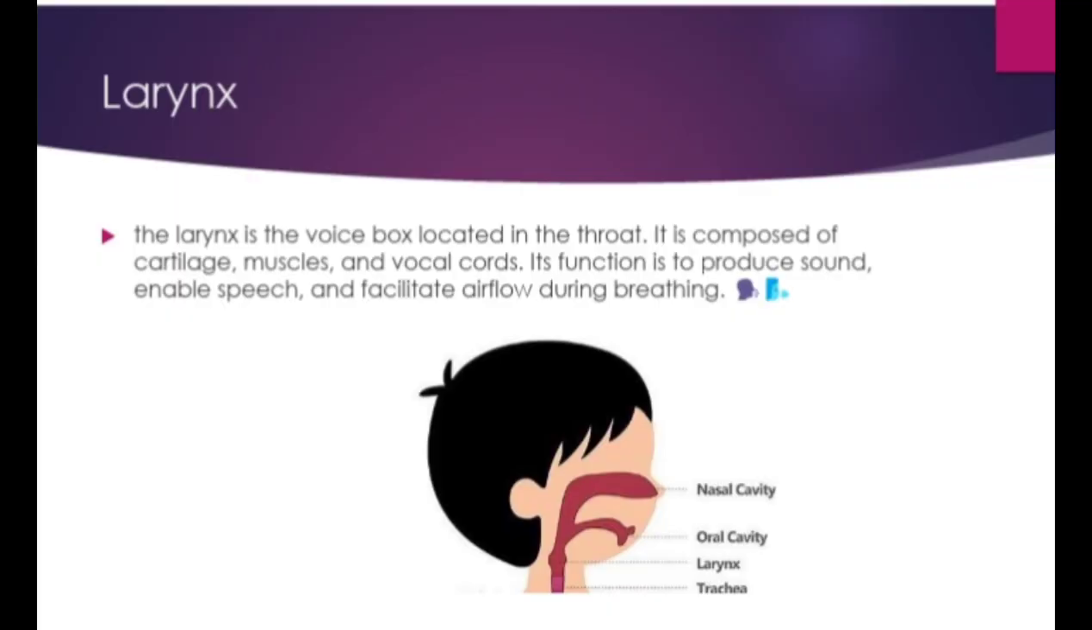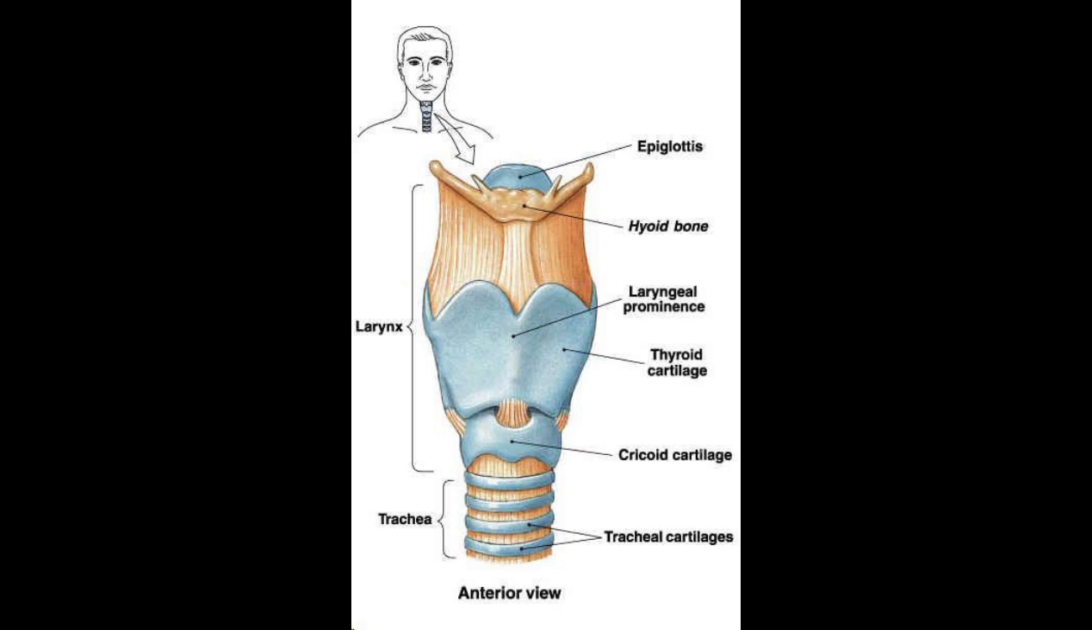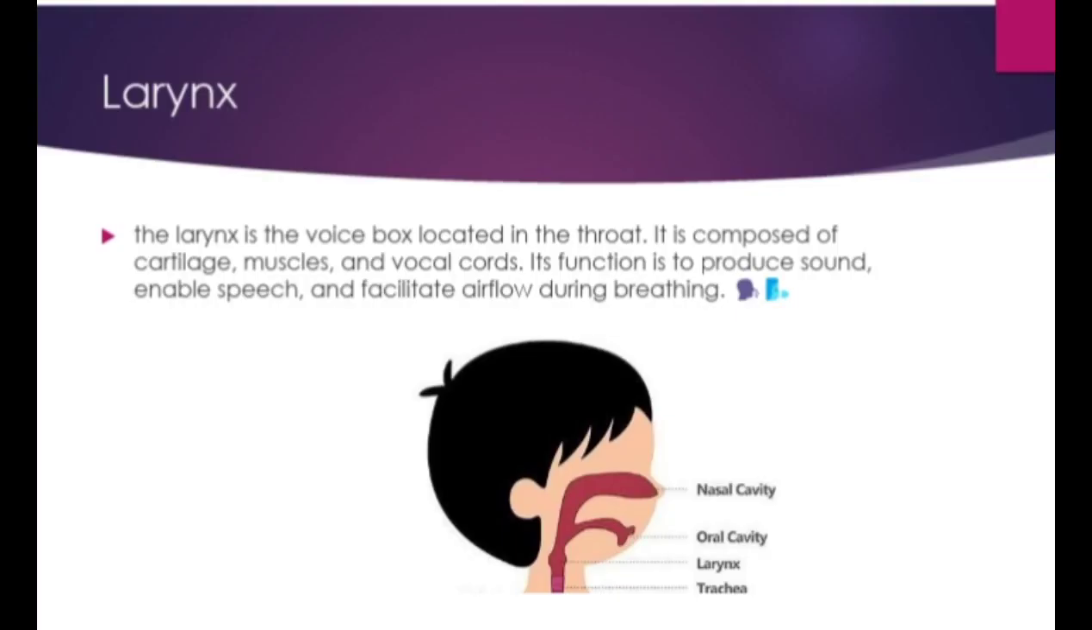The larynx is a vital part of our respiratory system, specifically located in the throat. It is often referred to as the voice box because it plays a significant role in producing sound and enabling speech. In terms of its composition, the larynx is made up of several components. It consists of cartilage, which provides structure and protection, as well as muscles and ligaments that control its movements.